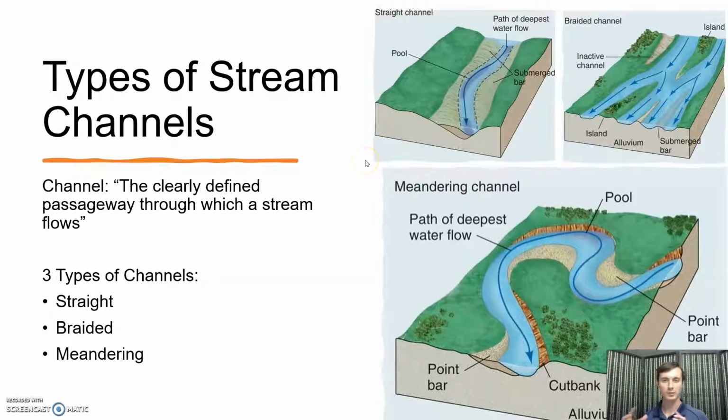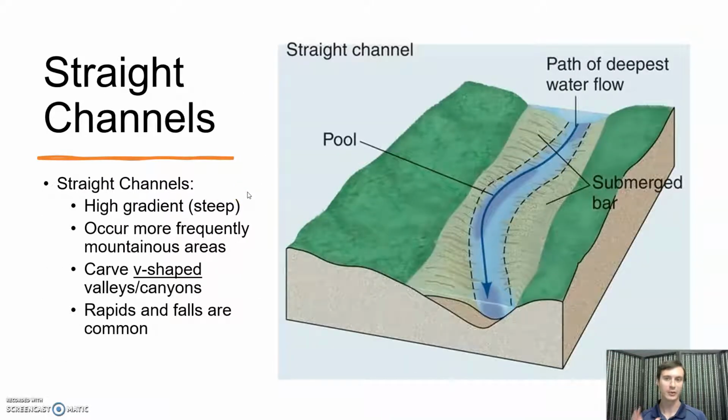So we said that streams are bodies of water that travel through these narrow passageways called channels. Well, what are the different types of stream channels, the different passageways? And we're going to talk about three types: straight, braided, and meandering. So our first type is going to be the straight channel.